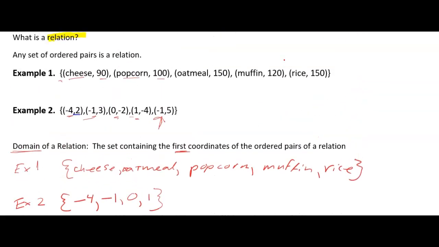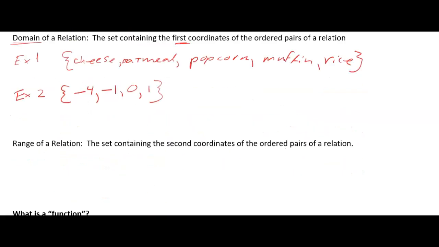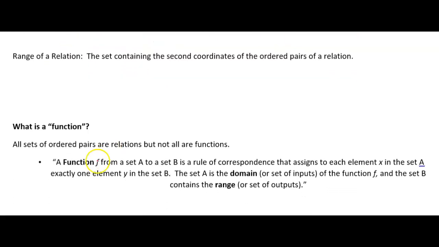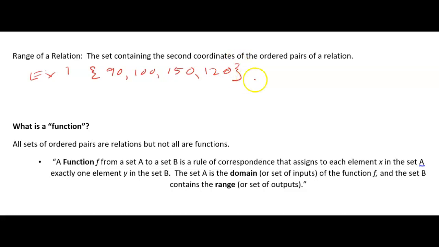So in the case of example 1, it looks like I had 90, 100, 150, and 120. These are the calories. 120 appeared twice. Then there was another 150. I don't need to write it twice. This is the range of example 1.